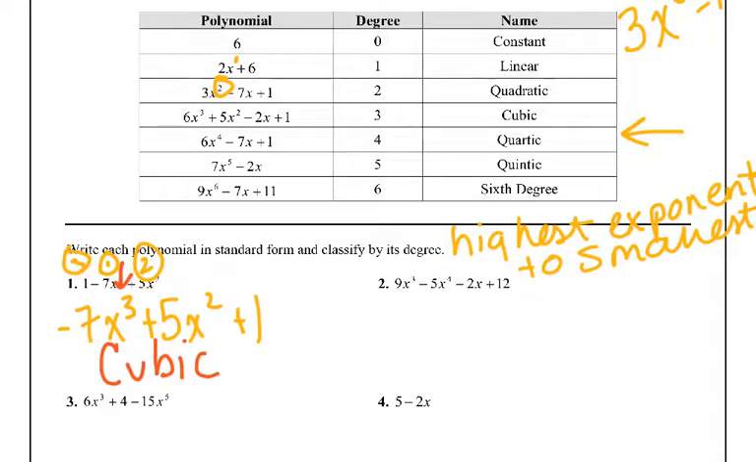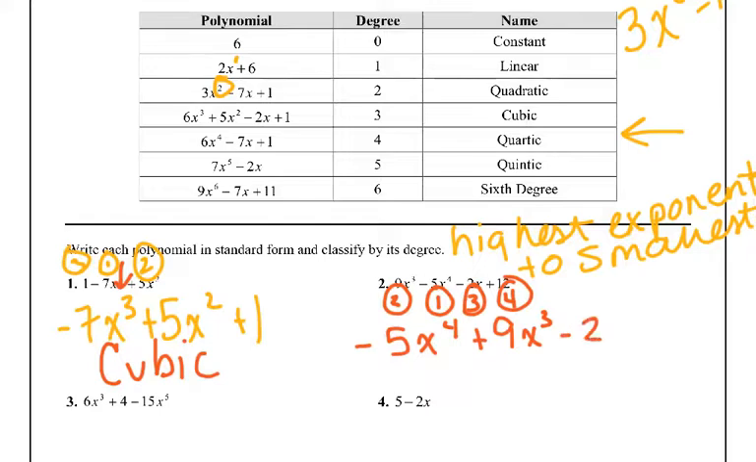Okay? So now if we look at number 2, writing this one in standard form first, because I noticed that I have an exponent of 3 and a 4, but the 4 isn't written first. So that one would have to come first, followed by the cubic, followed by the negative 2x, followed by the 12. So this becomes negative 5x to the fourth plus 9x cubed minus 2x plus 12. Okay, so now naming it, I have a fourth degree, so that would be considered quartic.